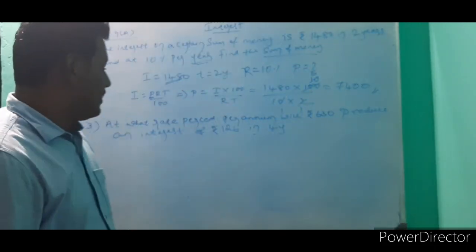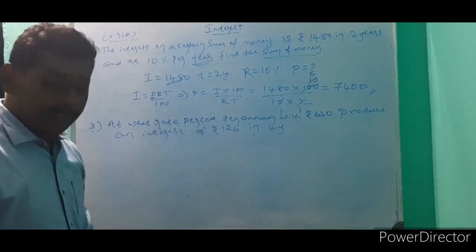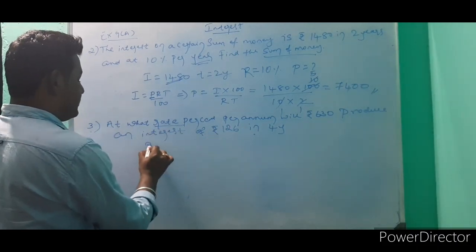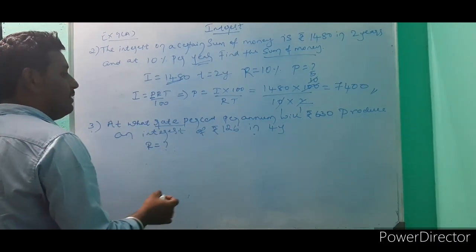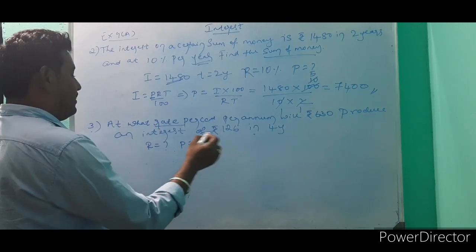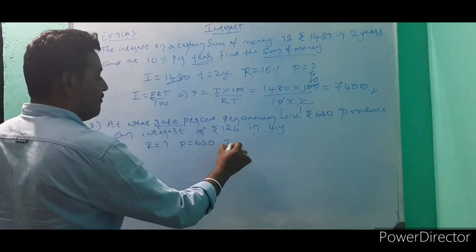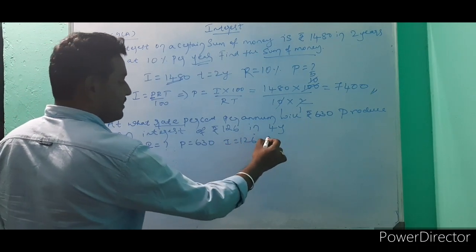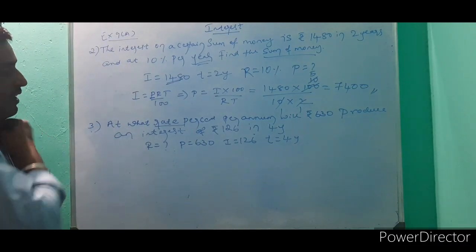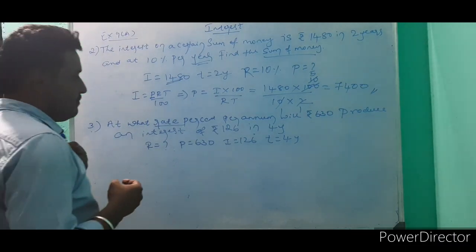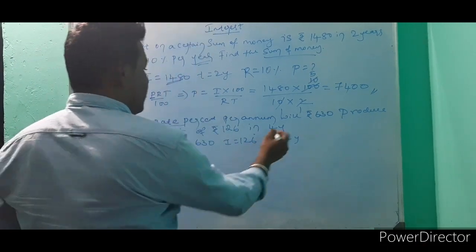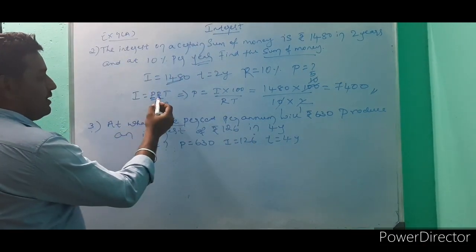Here they have given directly what we have to find out. So we have to find the rate of interest. They have given the principal amount, that is 630, and the interest produced, 126. Time also they have given, 4 years. So this we have to find per annum. Per annum means per year.